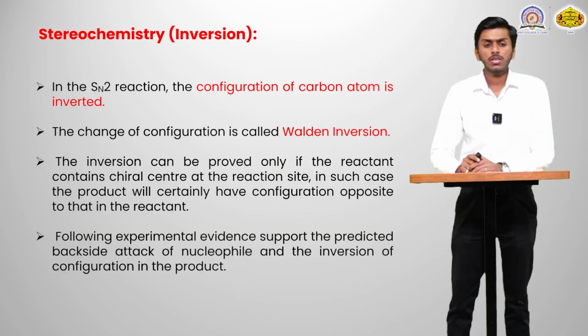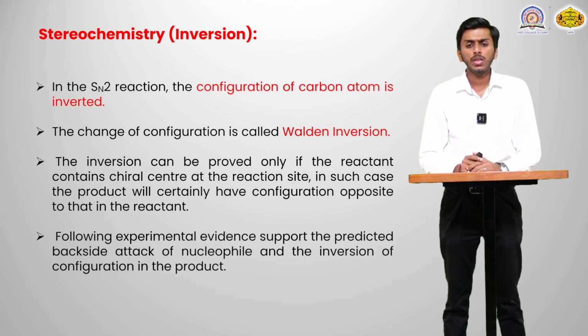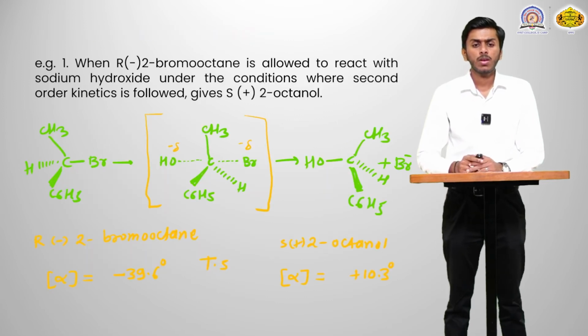Stereochemistry, inversion. In the SN2 reaction, the configuration of the carbon atom is inverted. The change of configuration is called Walden inversion. The inversion can be proved only if the reactant contains a chiral center at the reaction site. In such a case, the product will have a configuration opposite to that of the reactant. The following experimental evidence supports the predicted backside attack of a nucleophile and the inversion of configuration in the product.